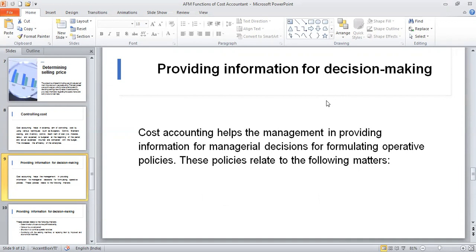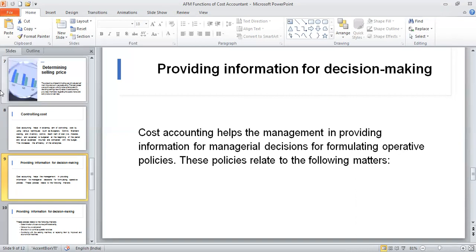Cost accounting helps the management by providing information for managerial decisions, for the top level people, for formulating the operating policies. What are the operating policies? It is for formulation of aggregate production planning, or for preparation of the master production schedule, or to prepare various budgetary control techniques, or for installation of a standard costing system in the concerned organization, either to add any new product to their product line, or to go for expansion of their plant capacity. For all these things it is helpful, right?